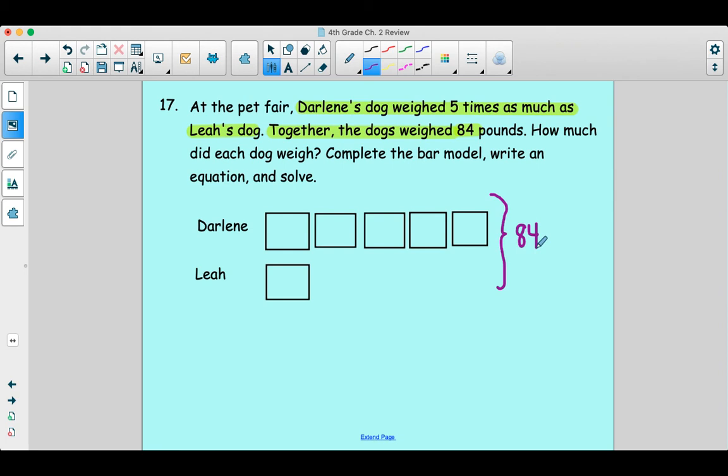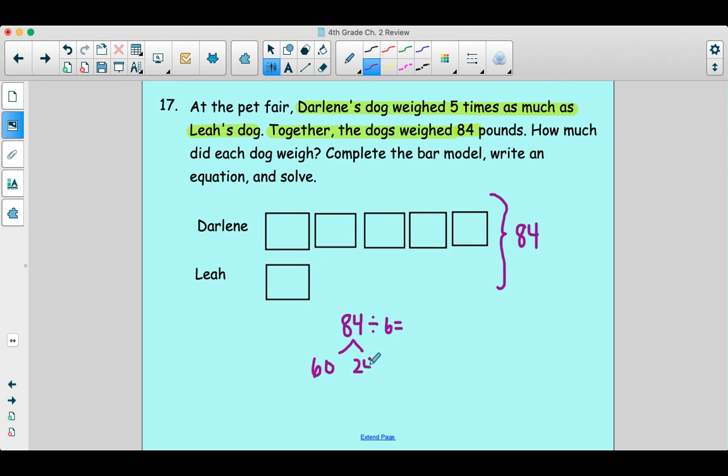So I know that 84 has to get split between 1, 2, 3, 4, 5, 6 rectangles. So I am splitting 84 equally between 6 rectangles. So 84 divided by 6 equals, I don't know. So what I do to figure this out is I make a friendly number to this divisor. This is our divisor here. So I like to split 84 into 60 and 24.